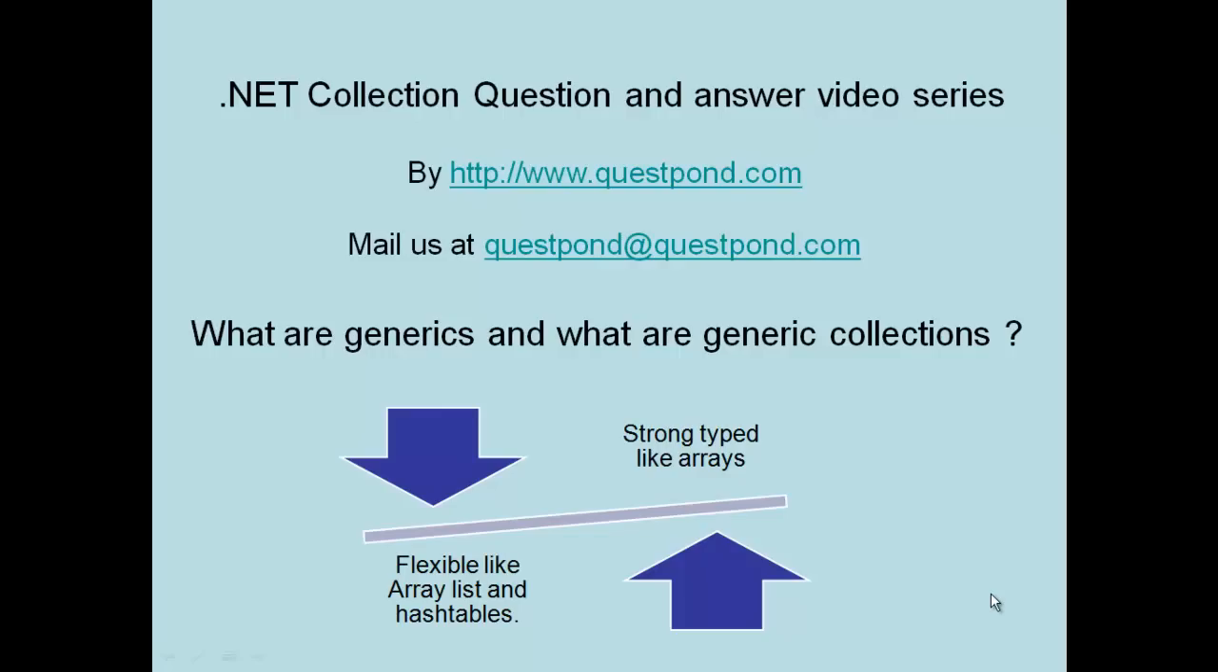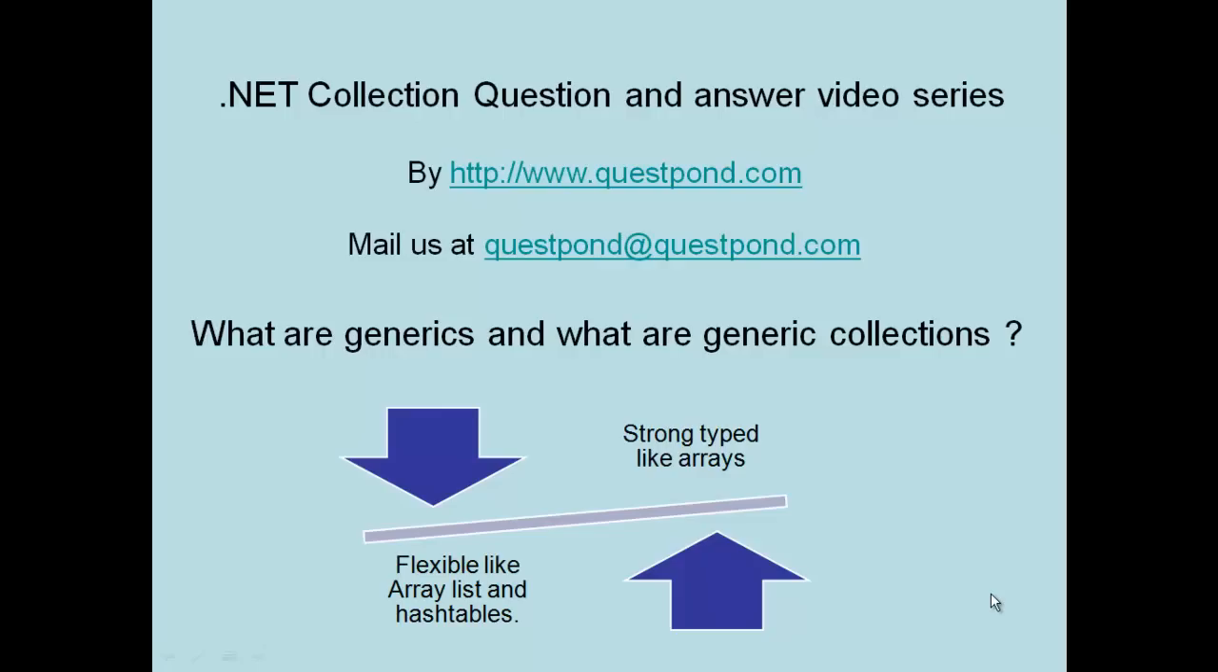Now if you look at array lists and hash tables, they are resizable, but then the negative point is that they take only objects in the collection, so because of that there is a lot of boxing unboxing. So as a developer, what you would like is, we would like to take the advantage of both of these type of collections. In other words, we want our collection to be strong typed, and on the other hand we also want it to be flexible, resizable.